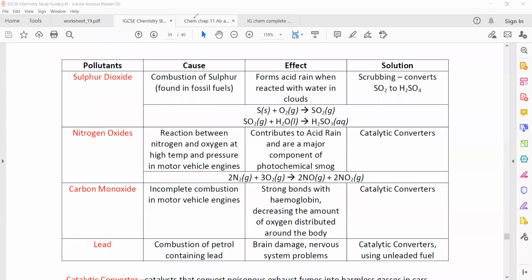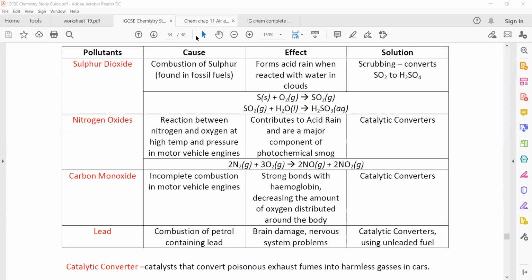Another pollutant is methane, an alkane. What is the source of methane? Any idea what is the source of the methane? How is it produced?